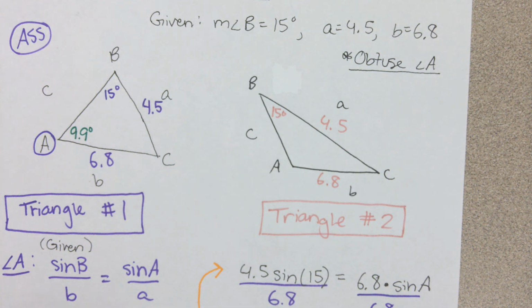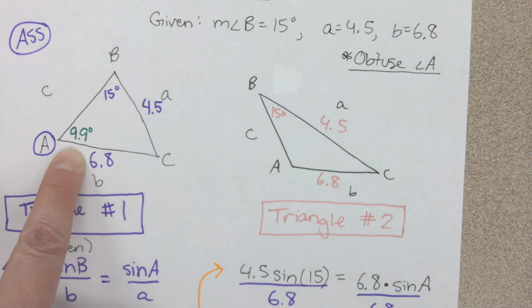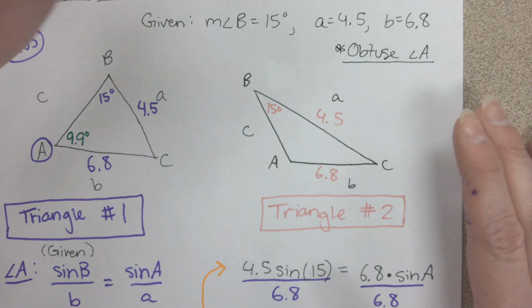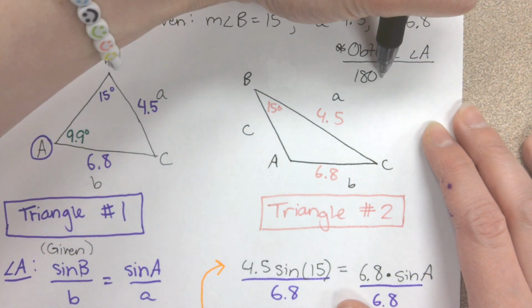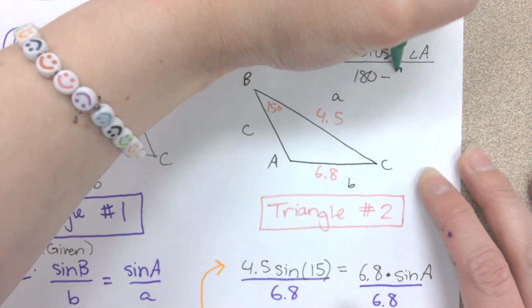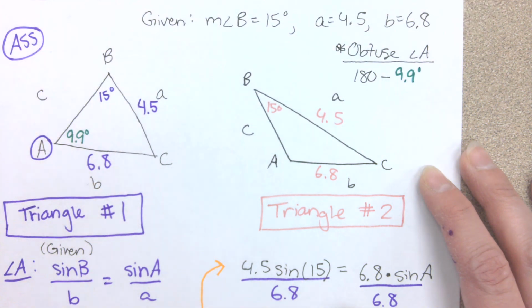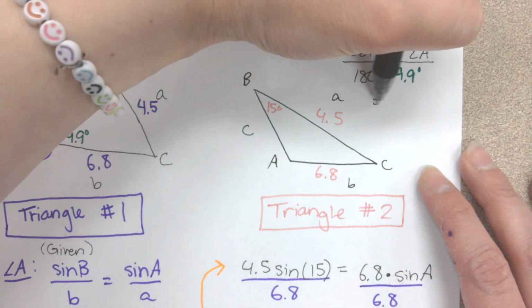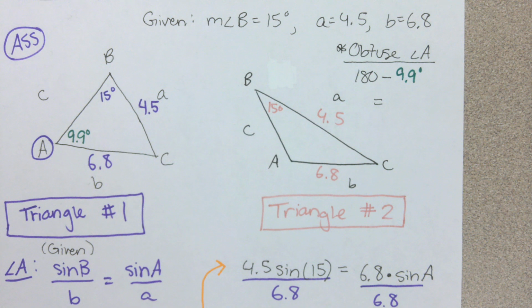What you do is you take the angle A you just found and you take it from 180 degrees to get the other version of A. 180 minus, and then we got 9.9 degrees. And I think that's 170.1.